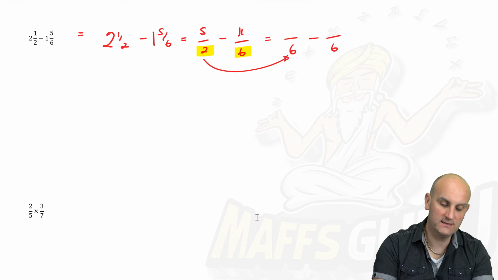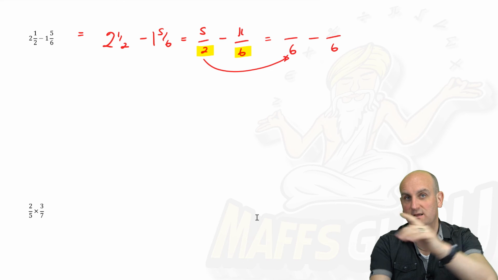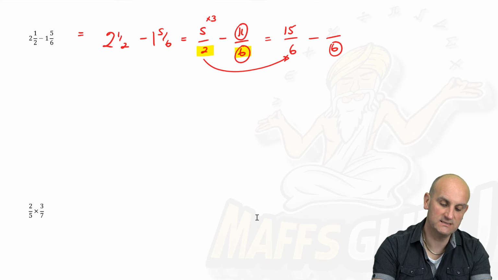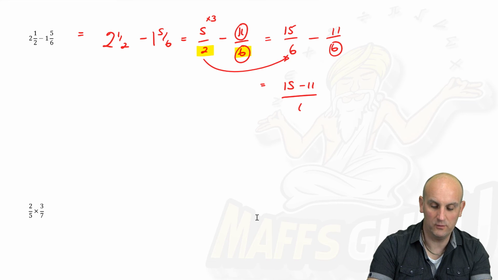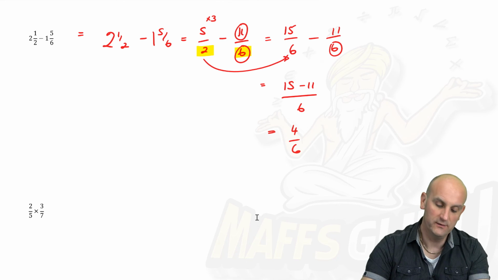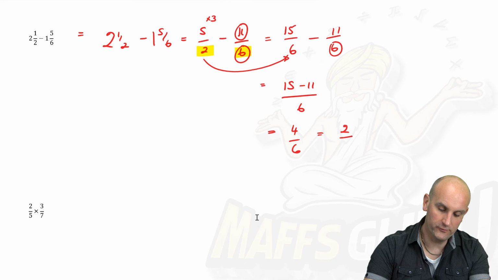How have I gone from 2 to 6? It's 3 times bigger. So I make the top 3 times bigger. I'm going to multiply that by 3. Has this number changed? Nope. So this number stays the same as 11. So that becomes 15 minus 11 all on 6, which becomes 4 on 6. That's my final answer. Yes? Nope, because they're both even numbers, so they can cancel down to 2/3.